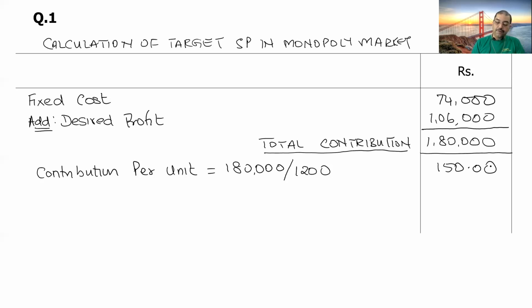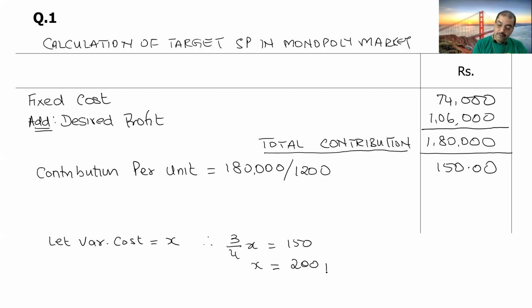How to calculate variable cost now? Pay attention. Let the variable cost be equal to X. Now they have said that contribution per unit in the monopoly market is 3/4 of the variable cost. Therefore, 3/4 of X is equal to 150. So X will be equal to 200 per unit. That is the variable cost.